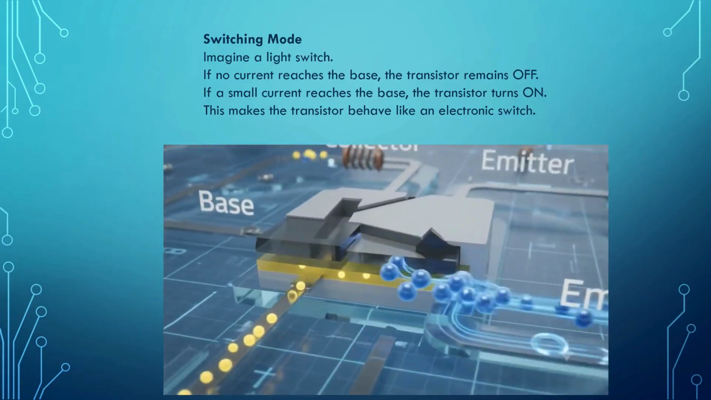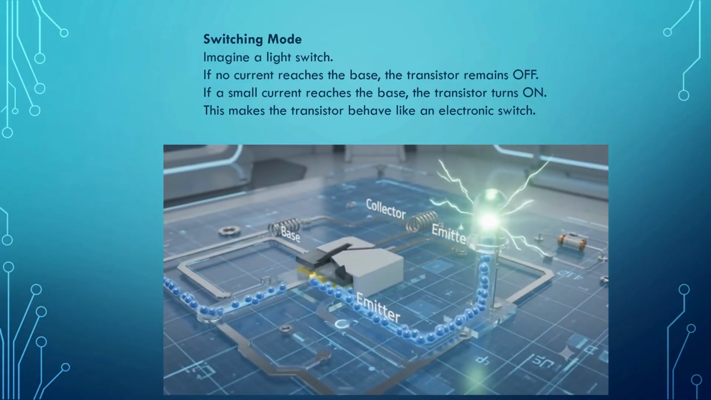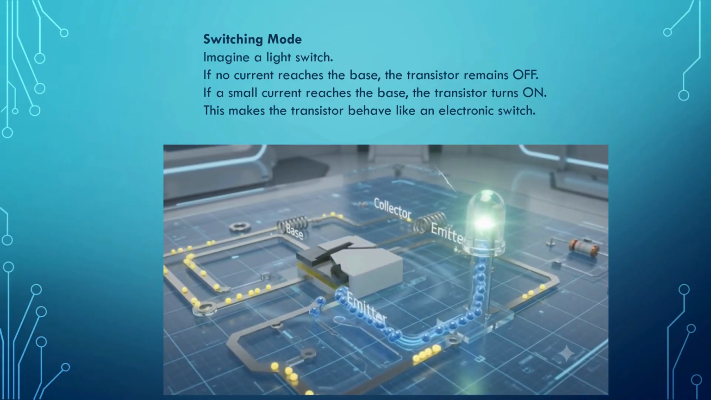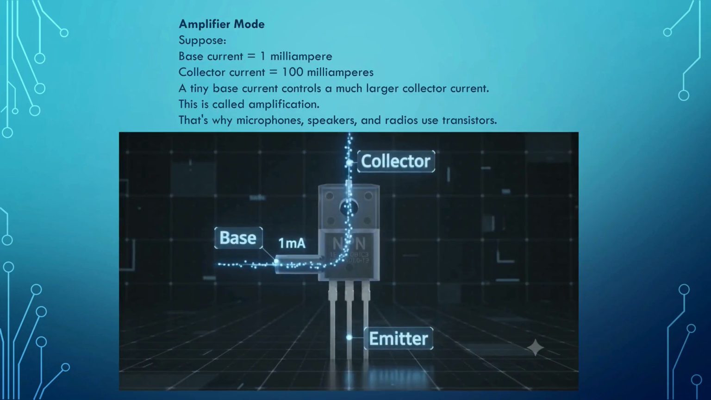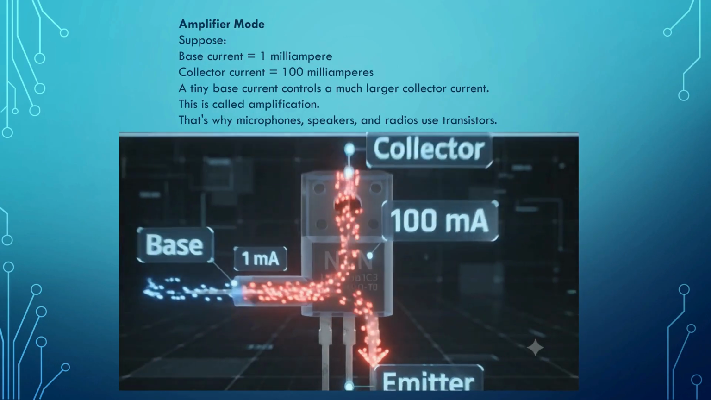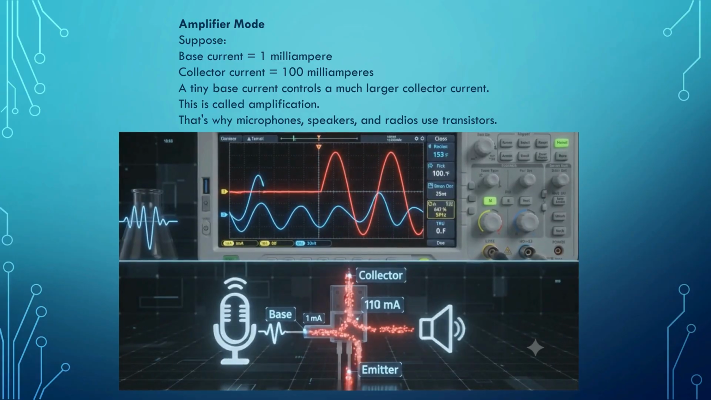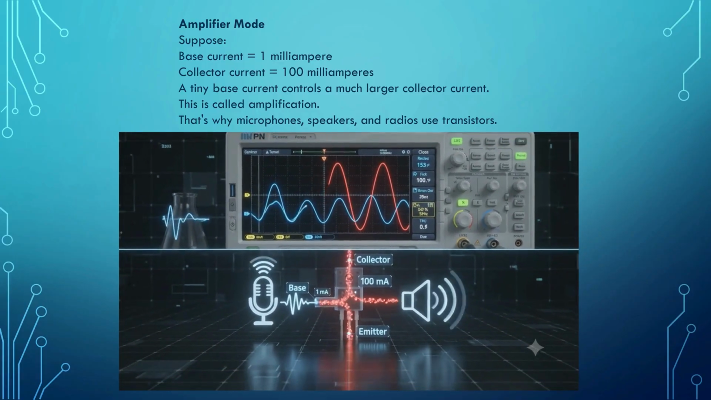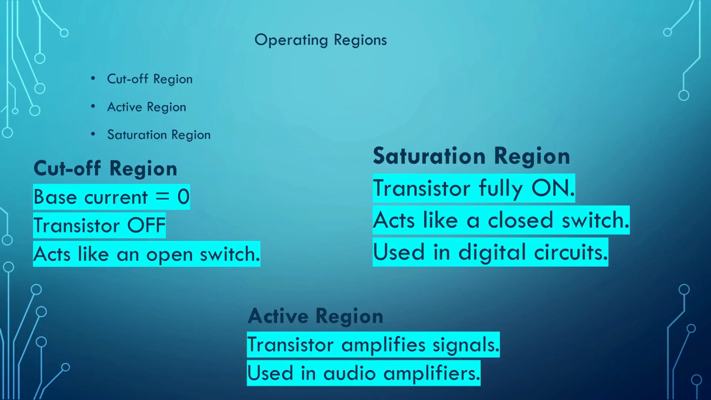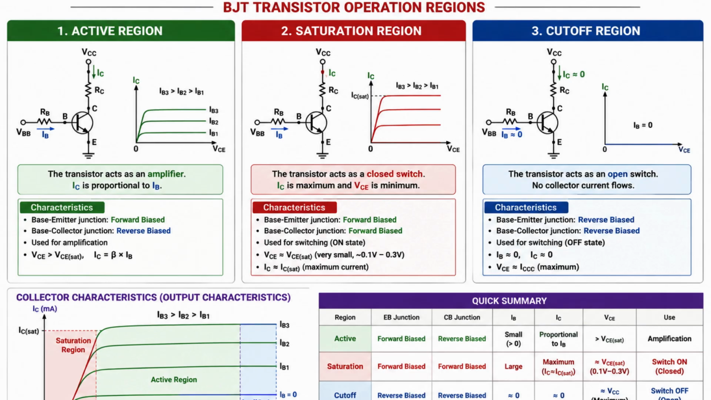In switching mode, a transistor behaves like an electronic switch. It is either completely off or completely on. In amplifier mode, a small base current controls a much larger collector current. The cutoff region: no current, the transistor is off. No current flows from collector to emitter. Saturation region: enough base current, the transistor is on. Current flows freely from collector to emitter. Active region: a small base current controls a much larger collector current.